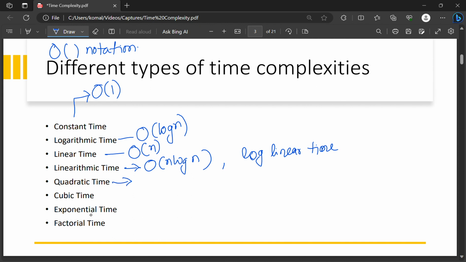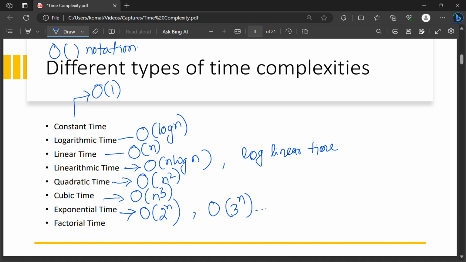Next, quadratic time. Quadratic time is nothing but big O of n square. Cubic time is nothing but big O of n cube. Exponential time is nothing but big O of 2 power n. Sometimes we may also get some time complexities like 3 power n, etc. These are also called exponential time complexities. Next, the last kind of time complexity is big O of n factorial. This is factorial time. So these are the different types of time complexities possible for the problems.